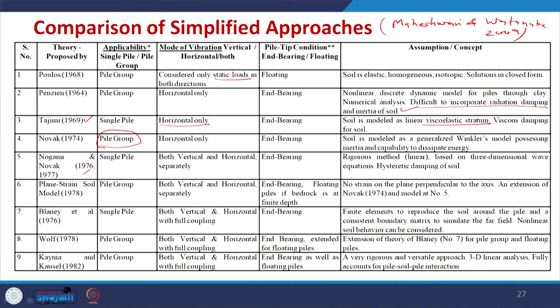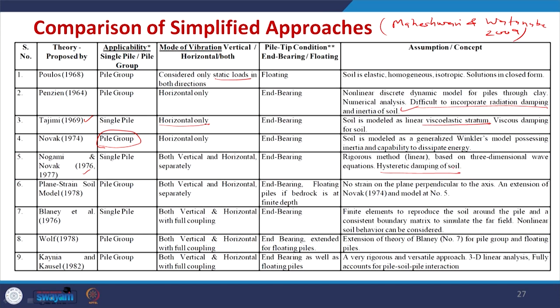In fact, in 1976 and 1977, the later work by Nogami and Novak themselves was on single piles. This was for both vertical and horizontal modes of vibration, done separately, for end bearing piles, and this is a rigorous linear method based on 3-dimensional wave equations. Static damping of soil has been considered by these researchers.